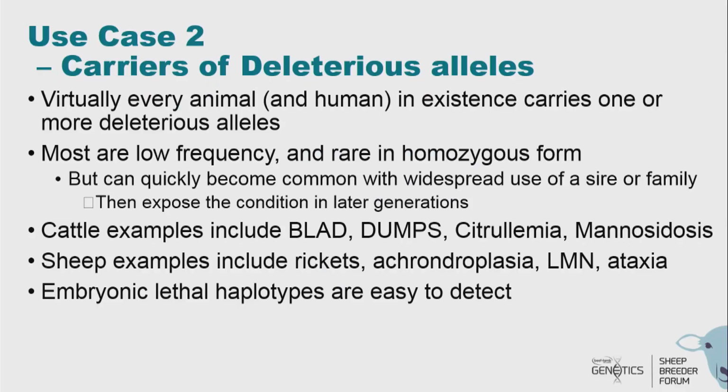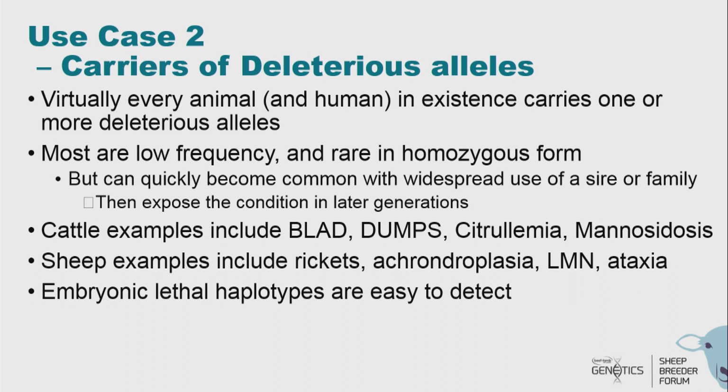The second use case that is very interesting is for getting rid of carriers of deleterious alleles. So virtually every human and every ram and every bull will have deleterious alleles. And mostly they are at very, very low frequency, which means the deleterious mutations that are in one of your rams and in one of your ewes are different sets, and the offspring will inherit half of the ones the sire had and half of the ones that the dam had.